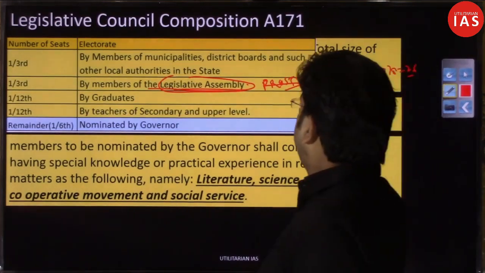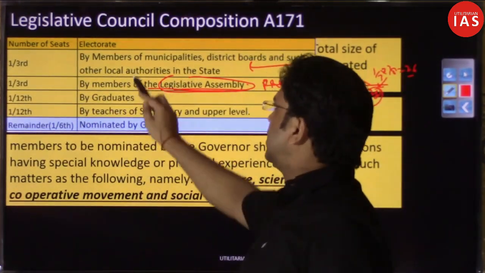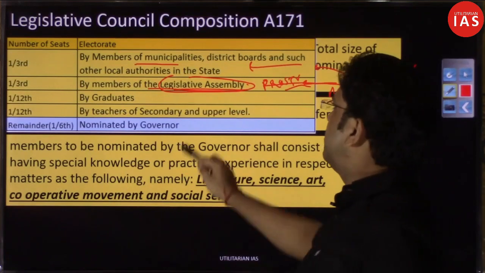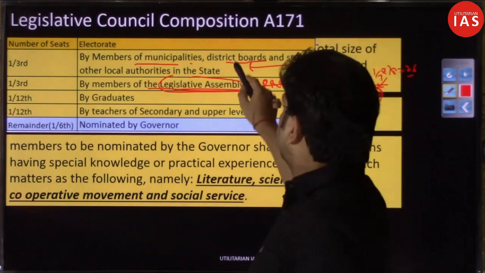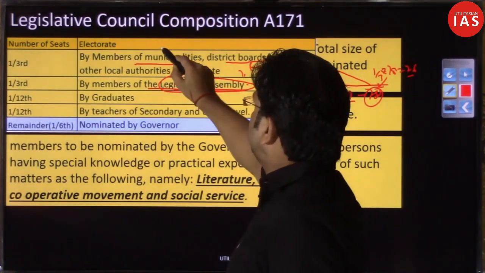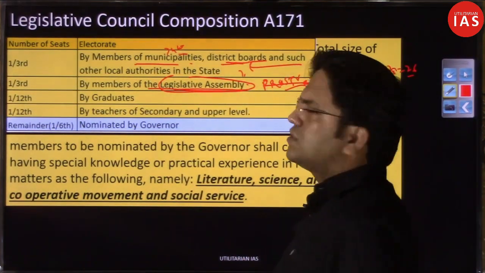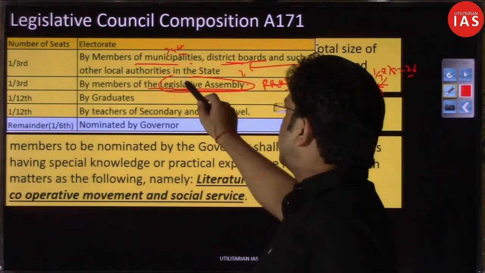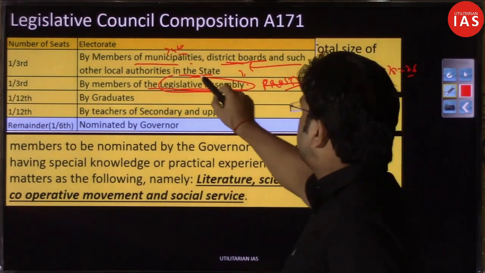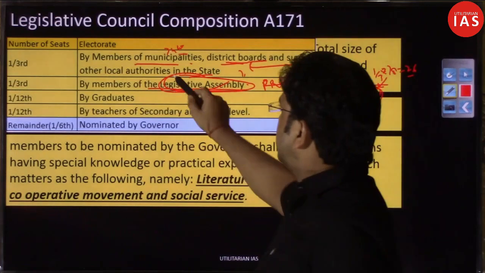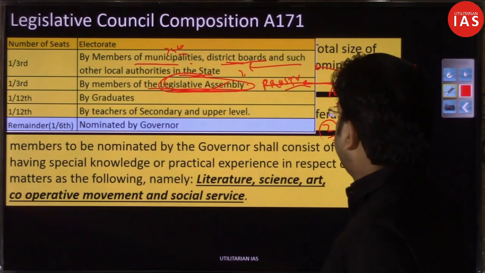Another 1/3 will come by election, and that election will be participated in by members of municipalities and members of district boards, that is the Panchayati Raj institutions created by the 73rd amendment, and the municipalities created by the 74th amendment, right? So by members of municipalities, district boards and such local authorities at the state level. So 2/3 have been elected: 1/3 by members of the legislative assembly, and 1/3 by members of municipalities, district boards and other local authorities. So 2/3 of the members have been elected.